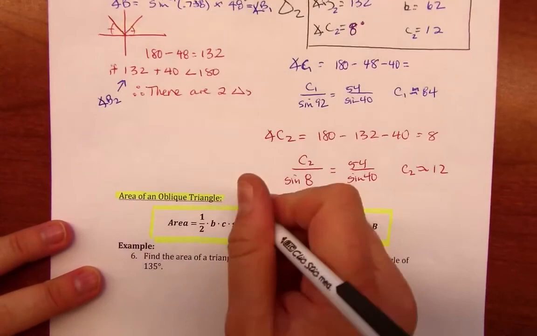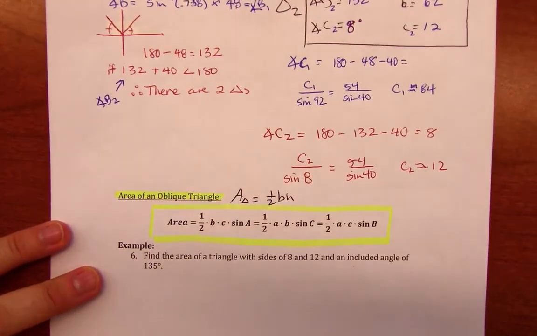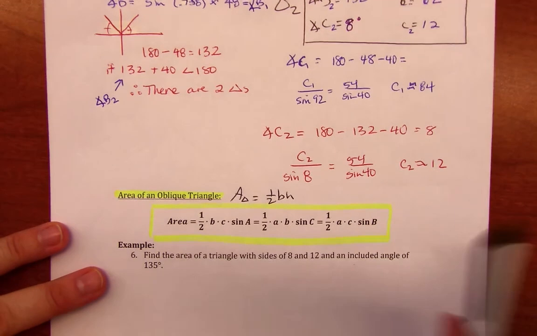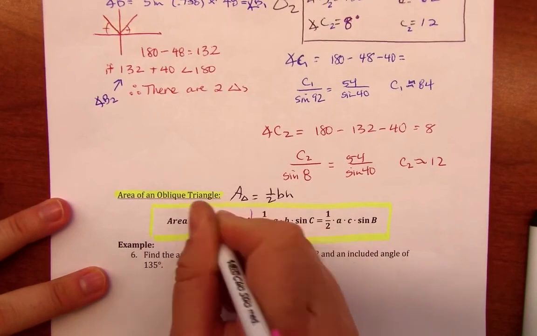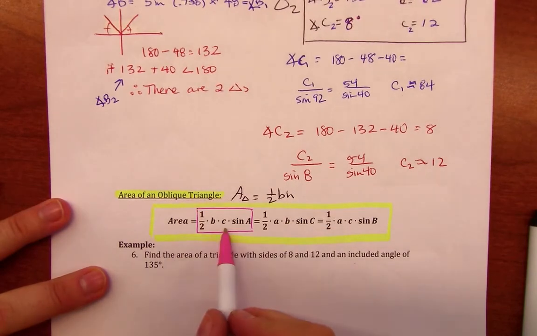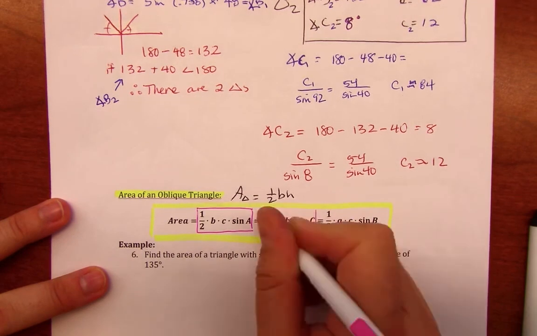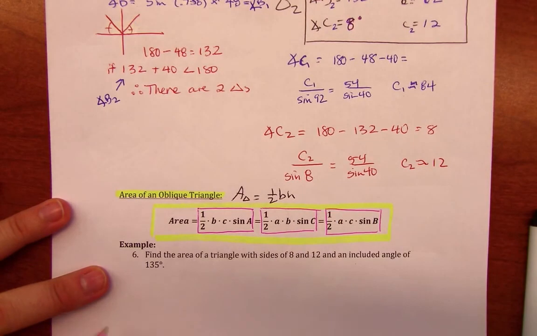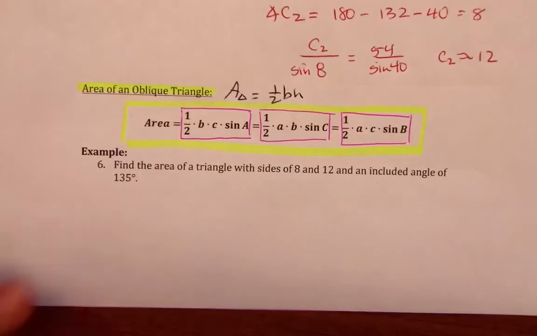Now you're familiar with the area of a triangle equals 1/2 base times height. But what if we don't have a base and a height? What if we have an oblique triangle and we just know those relationships? So these are our new area formulas. Okay, so 1/2 b times c of sine A, or the other forms if you're given that information. These are three separate formulas. So let's go ahead and do this last example.